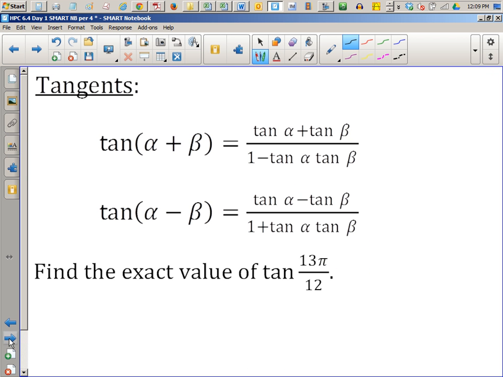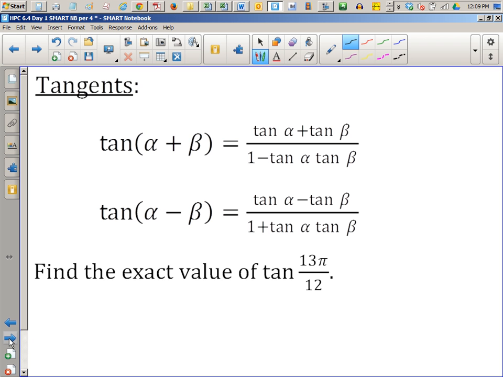Let's look at tangent. Tangent's the ugliest of the batch. But honestly, you don't really need a tangent because sine over cosine is tangent. So you could actually just find sine and cosine of 105 and then divide to get tan if you wanted to. But these are the formulas, and you have to have them memorized at least so you can quote them to me on the test. So if I ask you what is the tan sum formula, you should be able to write it.